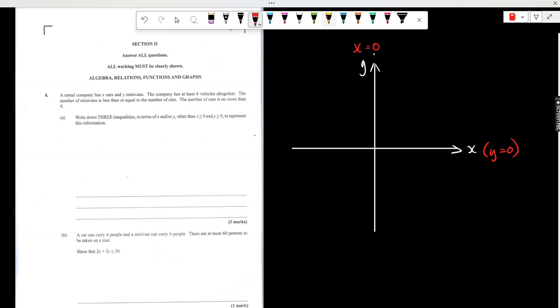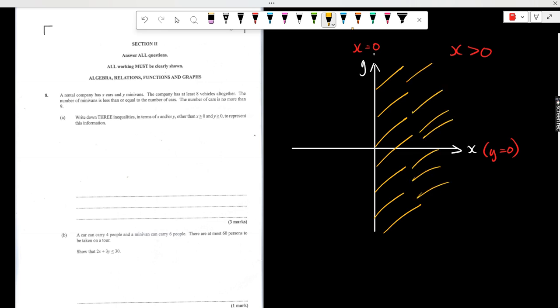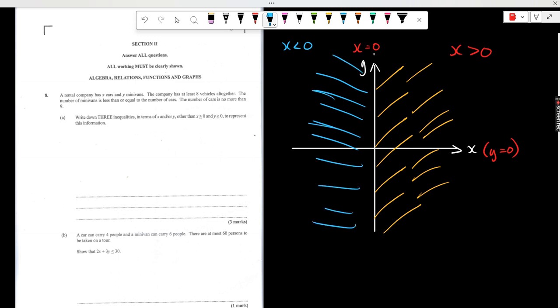All right, so suppose you have something like x is greater than 0. x is greater than 0 would occur to the right of the y-axis. So I'm going to shade the region x is greater than 0. So anywhere over here, x is greater than 0, all of that to the right of the y-axis. If I want x less than 0, it's on the opposite side. All over here, x is less than 0, right?